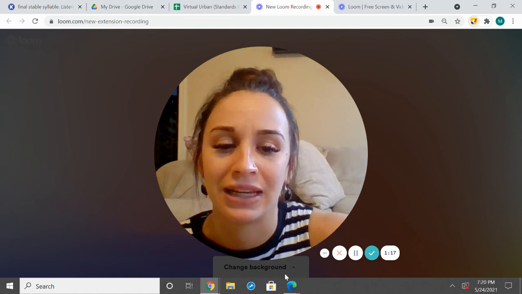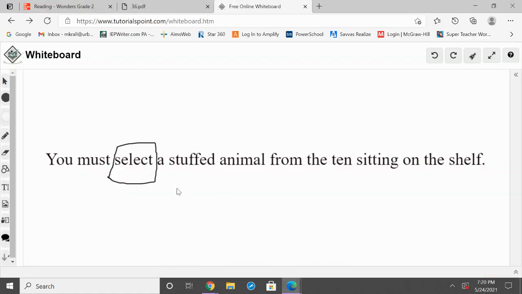Let me show you an example of what I'm talking about. I have this sentence here, and it says, "You must select a stuffed animal from the 10 sitting on the shelf." I'm going to pretend that I don't know what the word select means. That's why I have it boxed. I'm a little confused about this sentence. I'm going to use the context clues, the sentence that's with the word select, to help me. So let me reread it.